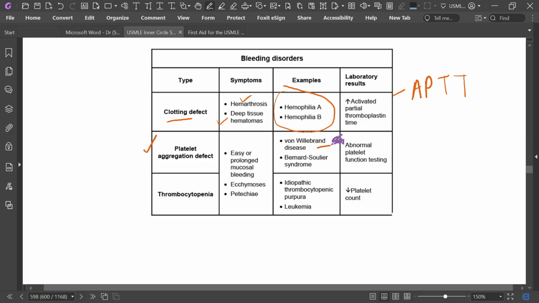Platelet aggregation defects are von Willebrand disease and Bernard-Soulier syndrome, and there may be thrombocytopenia. There may be ITP, there may be leukemia, where there is low platelet count. In platelet aggregation defect and in thrombocytopenia there may be easy or prolonged mucosal bleeding, ecchymosis, and there may be petechiae.